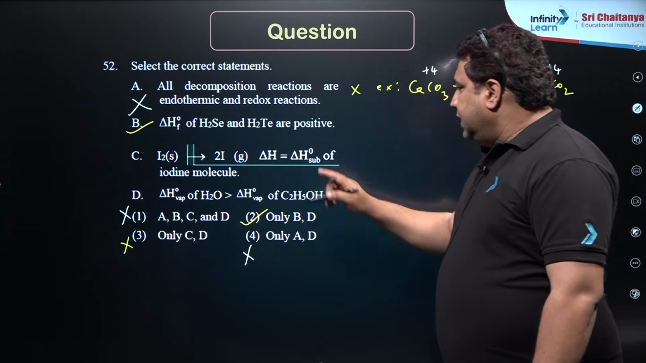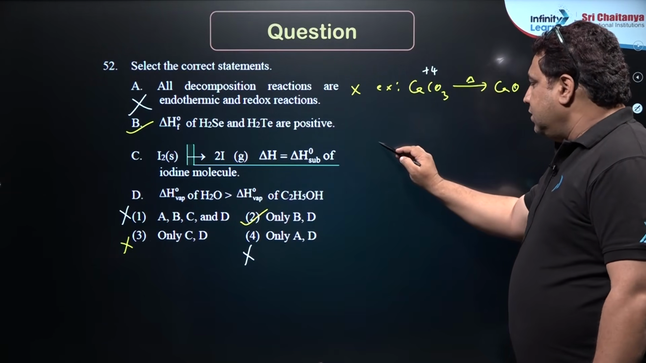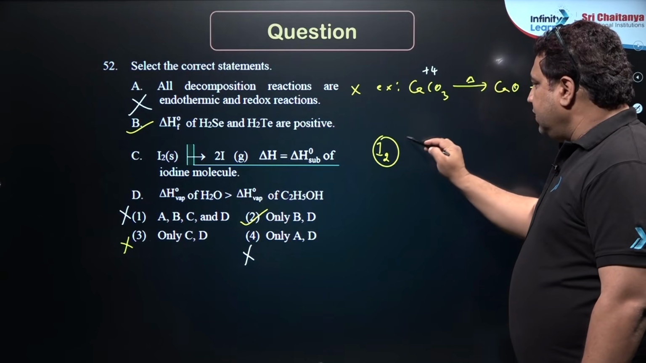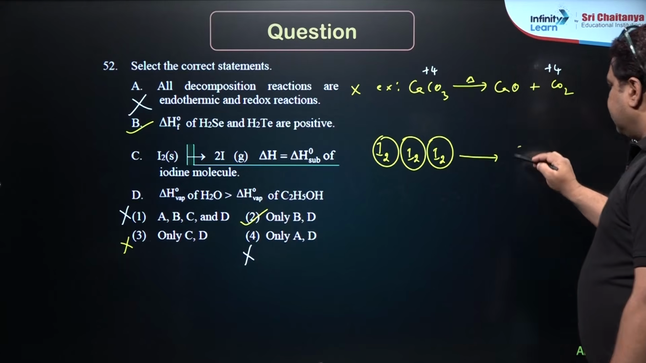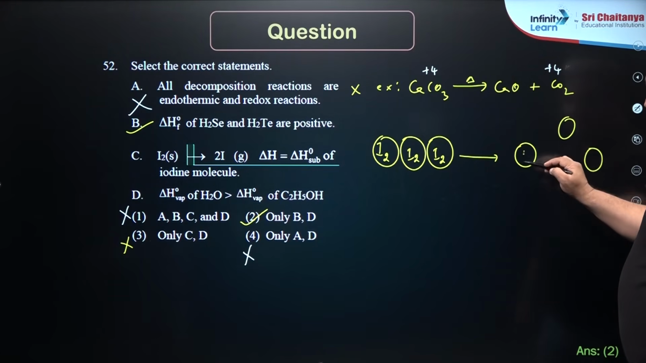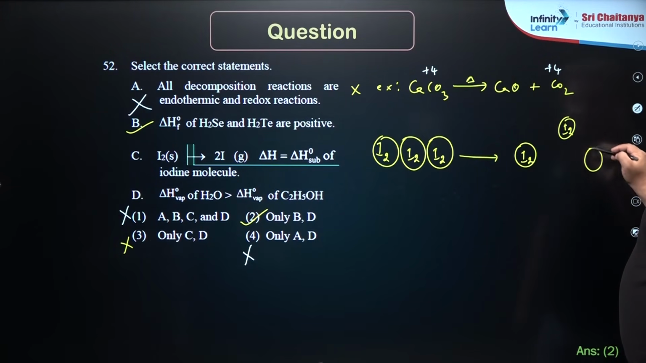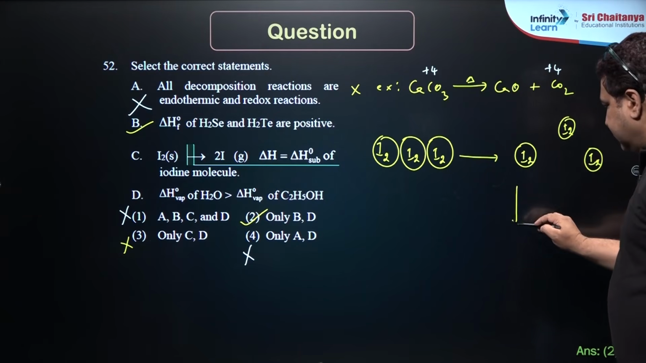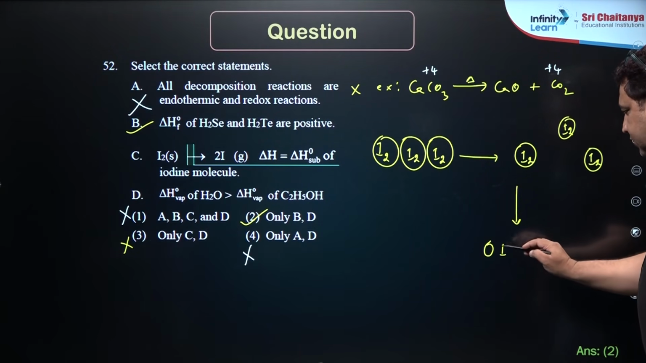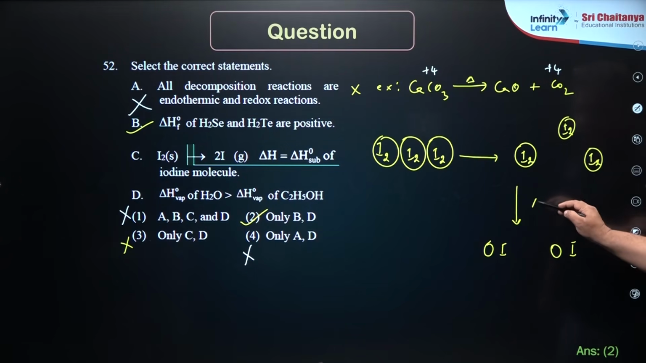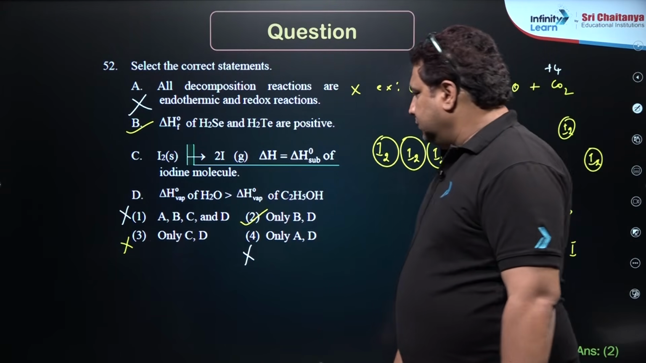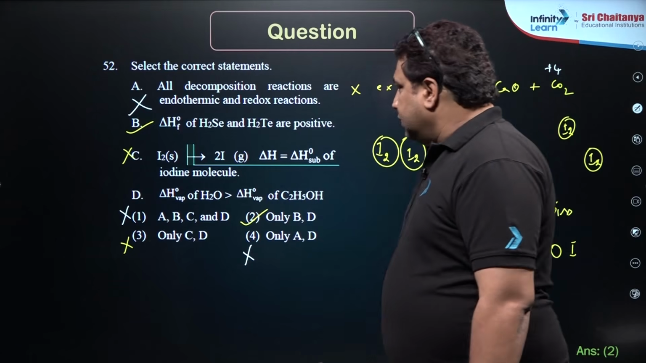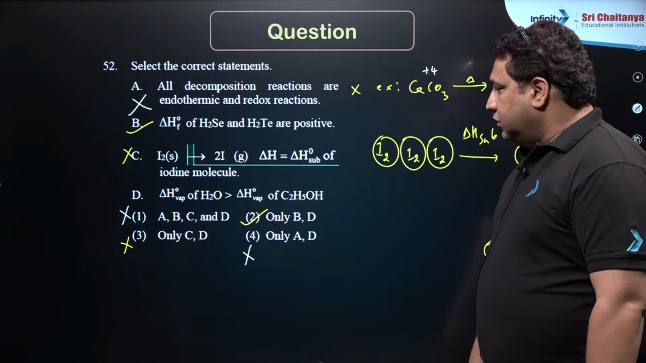Iodine to 2I is heat of sublimation. No, heat of sublimation means the iodine which is present in the solid state is becoming vapors. Okay, but it's not breaking. If you break this into individual iodine atoms, then this is called heat of dissociation, and now this is heat of sublimation. Correct?